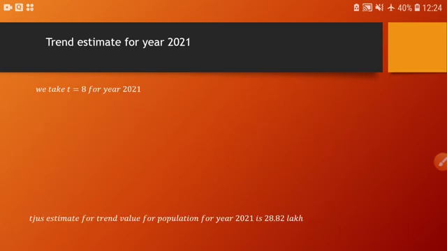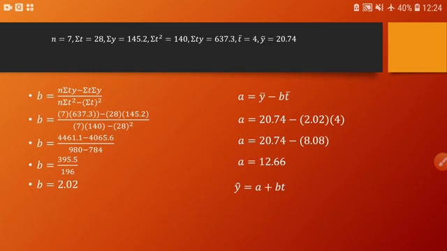Now you have to find the trend estimate for year 2021. So let's go back to the question. The first question we have found, first answer we solved it. It was to find the linear equation. So our linear equation is y cap is equal to 12.66 plus 2.02 into t. Yes, this is our linear equation.